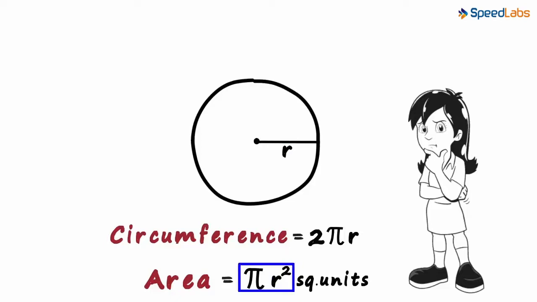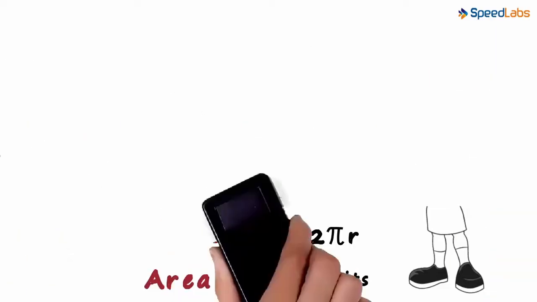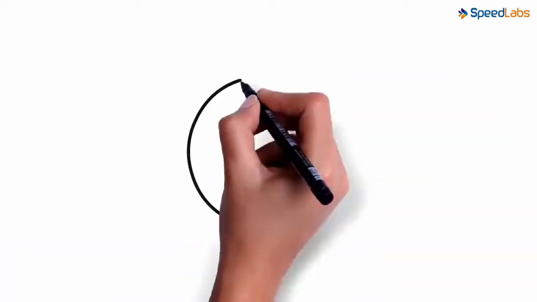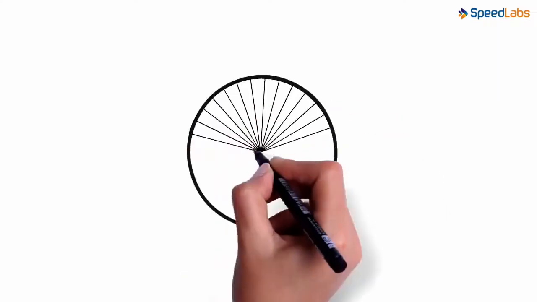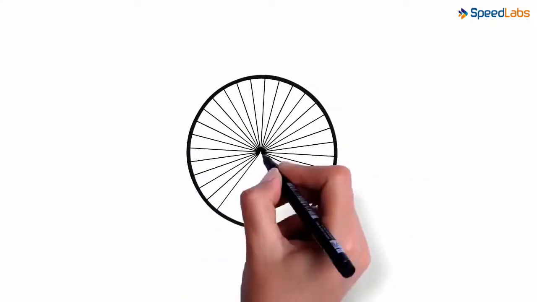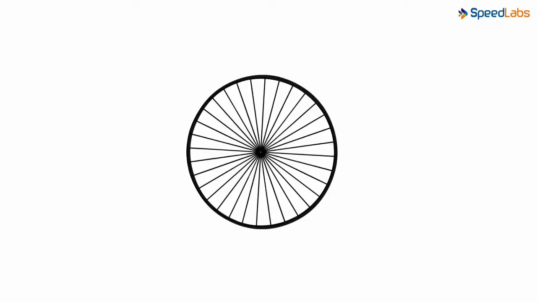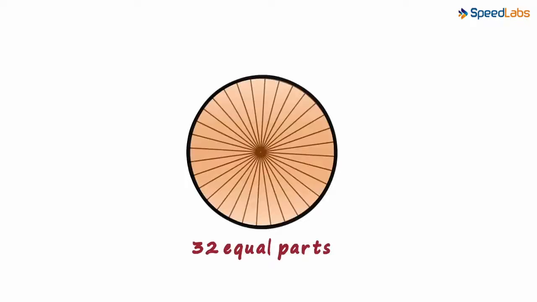But why is it pi r squared? How did we arrive at this formula? To understand this, we divide the circle into 32 equal parts, like this. We have drawn many radii to divide the circle into 32 equal parts. The total area contained in each of these 32 parts is the same.